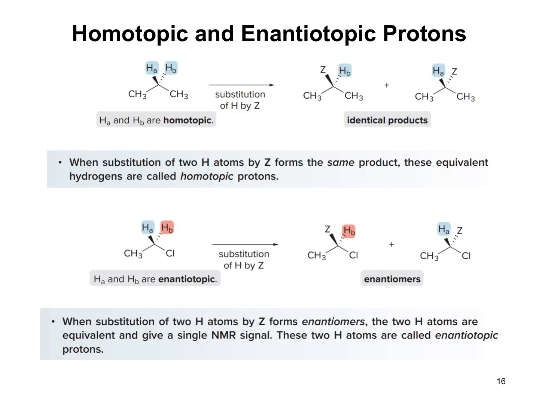Now, if you substitute these two atoms with some sort of more electronegative atom, I chose bromine in the previous one, and it forms the same product, then those are called homotopic protons. So for example, there are two hydrogens here. These two hydrogens, when substituted in, give identical products.